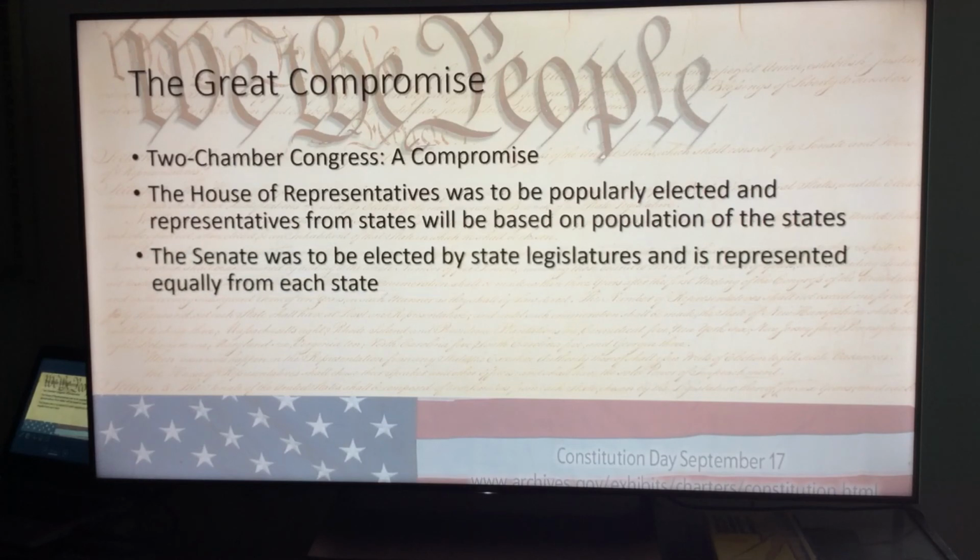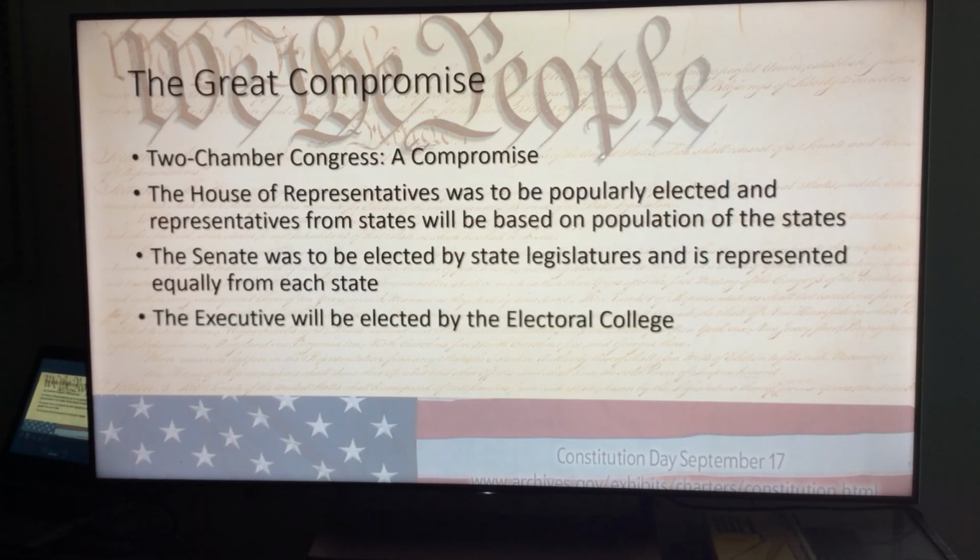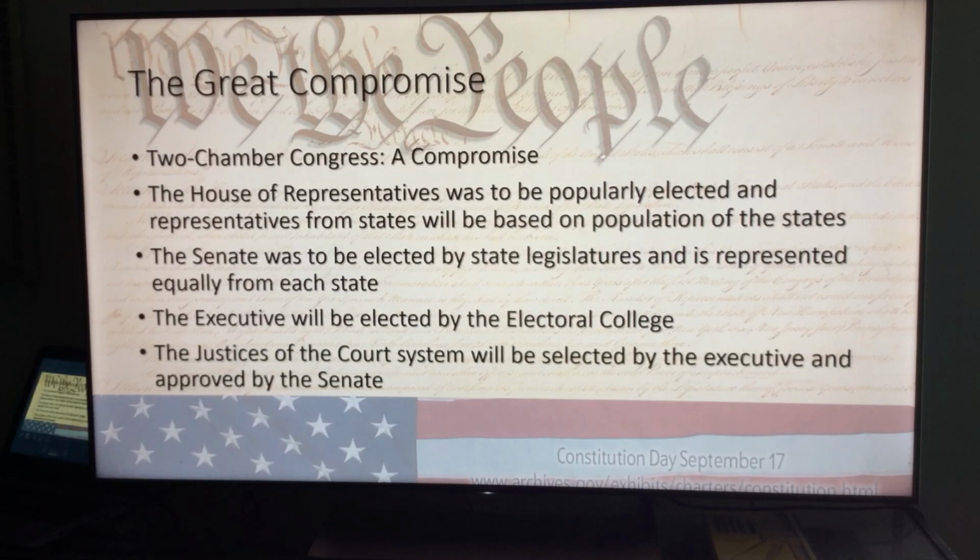The Senate was to be elected by state legislatures and was represented equally from each state. So again, you would need to remember that the Senate is voted by state legislatures, not by the people. Today they're voted by the people, but before it's state legislatures. Again, to limit excess democracy or mob rule. And 2 per state. Executive is elected by the Electoral College, so you have a single executive elected by the Electoral College. And justices of the court system will be selected by the executive and approved by the Senate. So again, sharing that power between the 2.